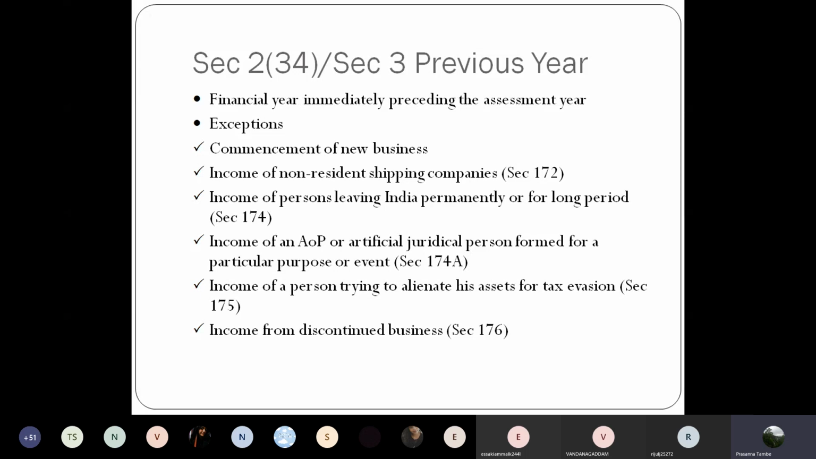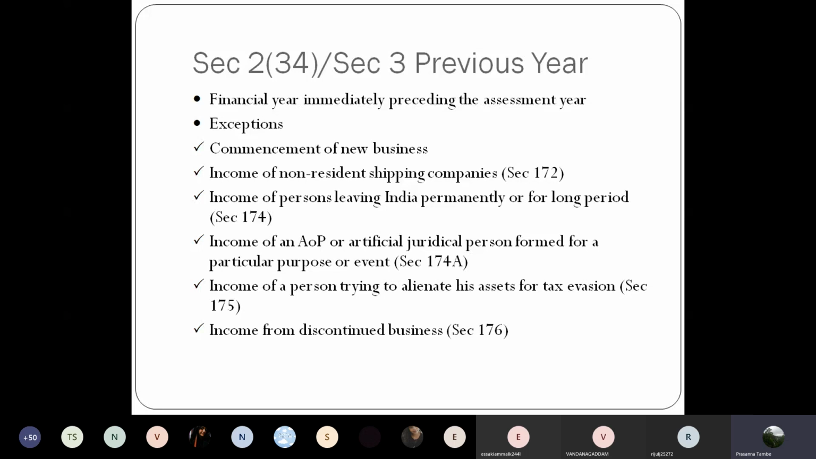Then sometimes you have some special ventures for which you form an association of persons, or you may have an artificial juridical person formed for a specific purpose or event, and those entities are created only for the limited purpose of that activity or event. So again, their previous year will not be a full-fledged financial year. It will be limited to that period for which they are formed to carry out that activity or to conduct that event.